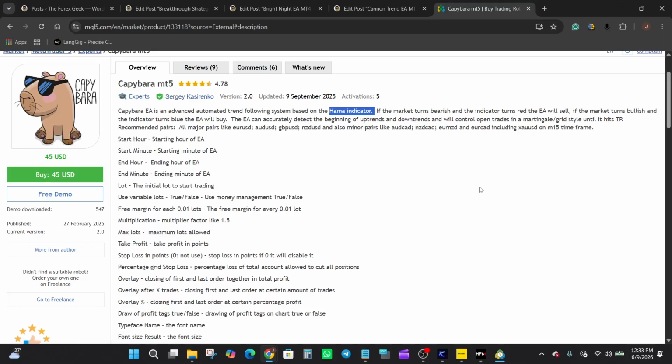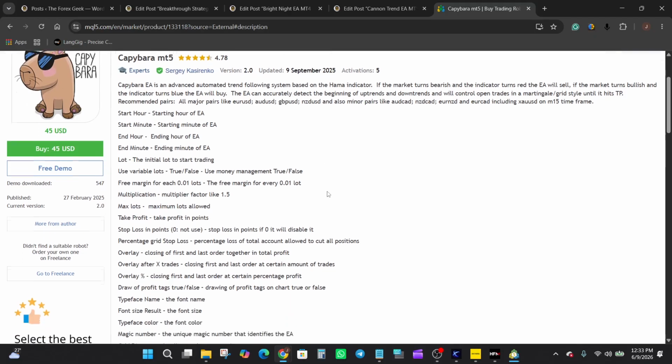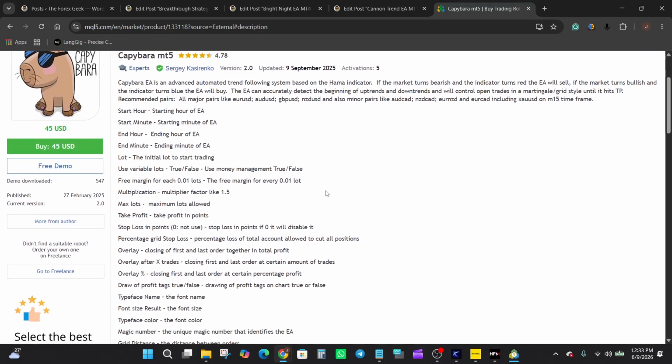Okay, and the logic of this indicator is fairly straightforward in terms of how it's described, right? When the indicator turns red in bearish conditions, it triggers sell positions, and when it turns blue in bullish conditions, it triggers buy positions. So the core idea here is that it is trying to catch trend direction shifts early. I can also see it mentions that the EA operates using a martingale and grid style approach while managing open trades until take profit is reached. So that's an important detail because it suggests the system doesn't just enter once and exit, but rather manages positions over time as the market moves.